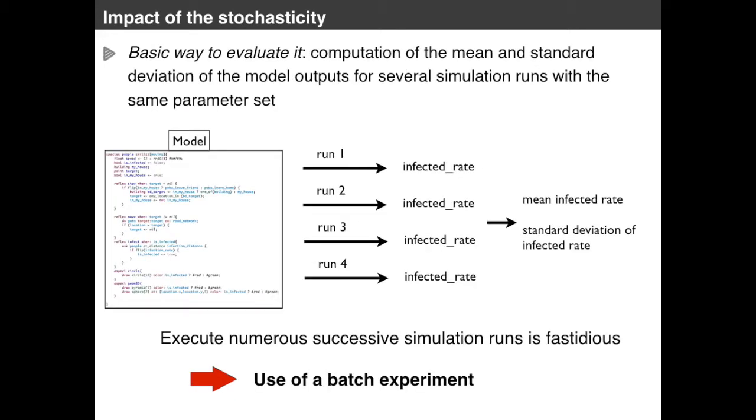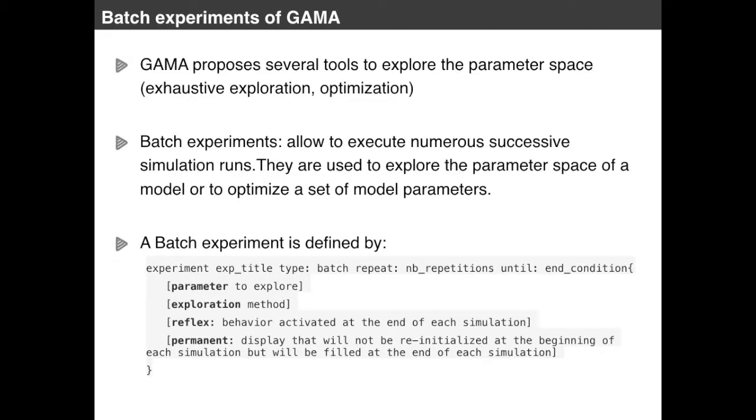Concerning the impact of the stochasticity, the simplest way to study it is to execute numerous successive simulation runs with the same parameter values to compute the mean and the standard deviation of the model outputs. As it is fastidious to execute successive simulation runs with the graphical interface of GAMA, we will use a batch experiment. In order to help modelers to explore the parameter space of a model or to calibrate it, GAMA proposes a specific type of experiment called batch.